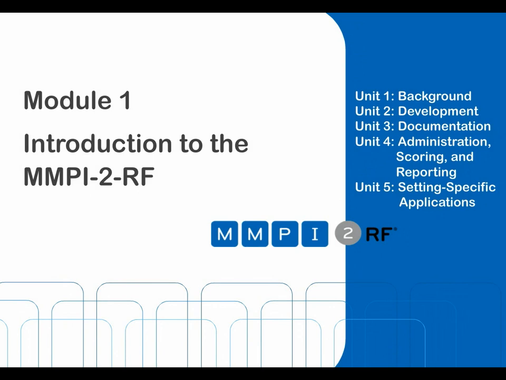Module 1 consists of 5 units, which will cover the historical foundations of the MMPI 2RF, as well as how the instrument was developed. We're going to discuss what documentation is available, methods of administering and scoring the restructured form, and the types of score reports that are available. Finally, we will discuss resources available for using the restructured form in specific settings.